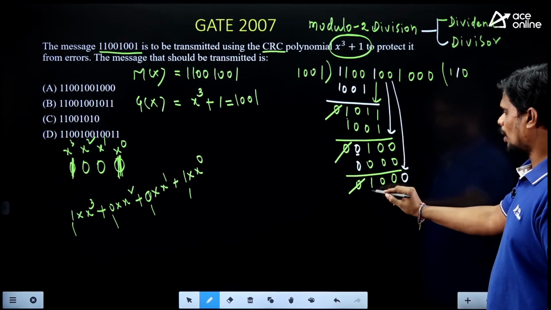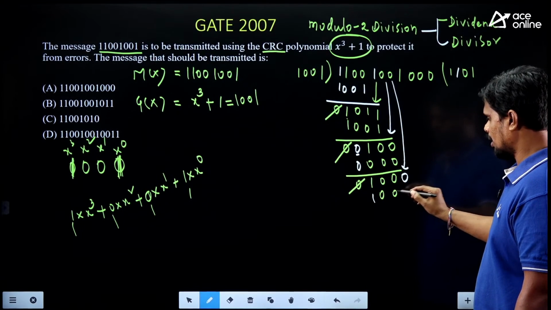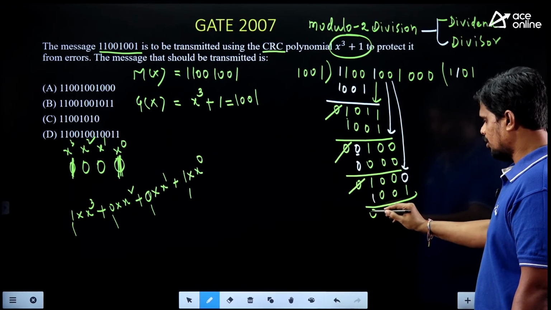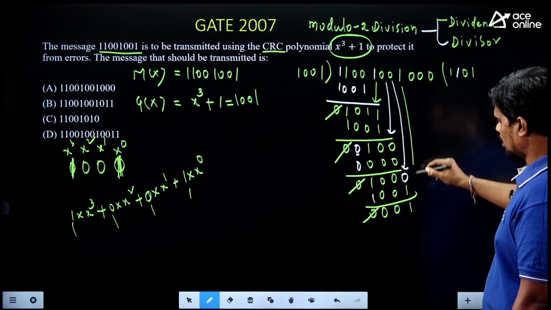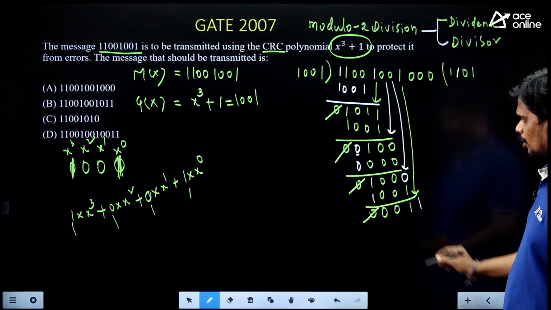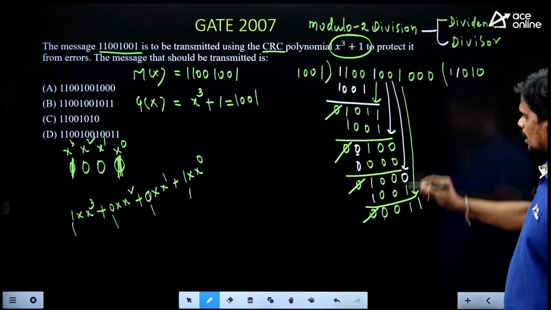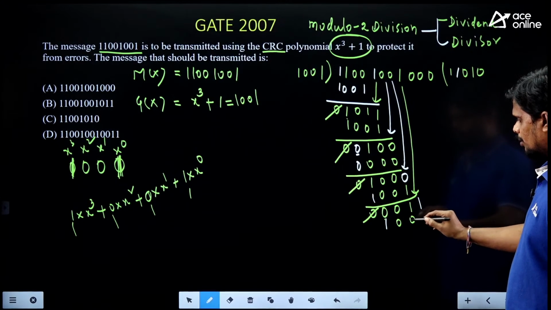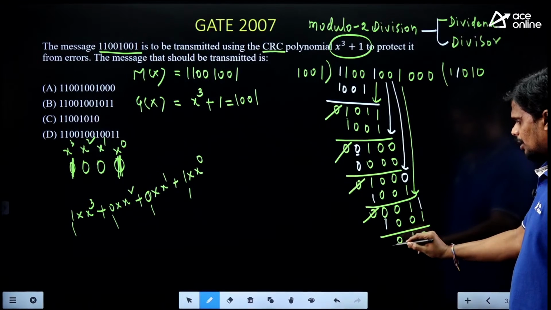Now MS bit is 1, so the quotient is 1. 1 into 1001 is 1001. So then this is 0, 0, 0 and 1. This 0 gets cancelled and this 1 we are bringing to here. Now MS bit is 0, so the quotient is 0. 0 into 1001 is 0000. Then this is going to be 0, 1, 0 and 1.